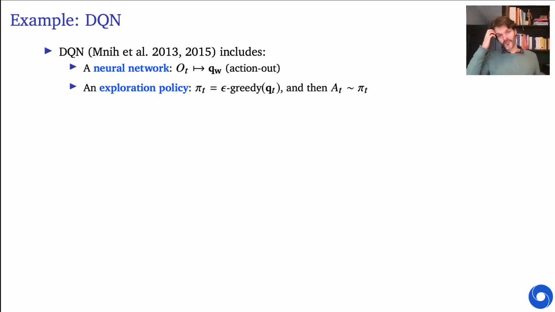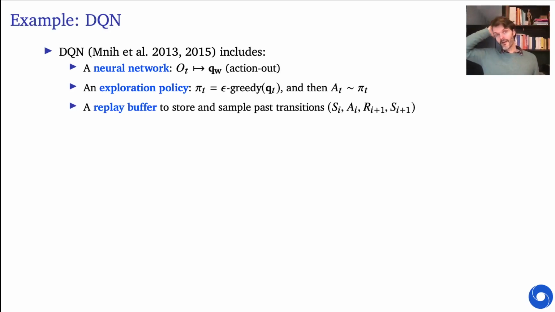Of course, there's a need for an exploration policy, and indeed in DQN this was literally taken to be epsilon greedy with a small epsilon like 0.05 or 0.01. And there was a replay buffer where you could store and sample past transitions. This replay buffer didn't store all of the transitions, instead it stored like the last 1 million transitions or something like that.